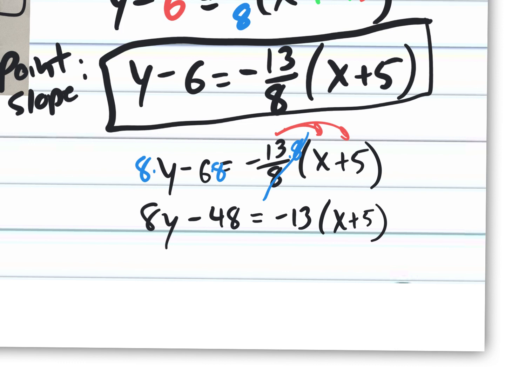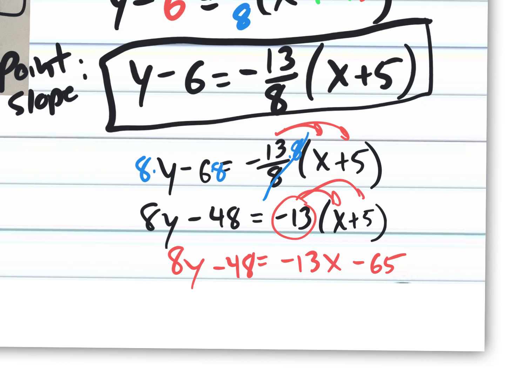And now you could distribute the negative 13 times x and get a negative 13x, distribute negative 13 times 5. On a calculator, that would be negative 65. Bring down the equal sign, bring down the 8y, bring down the minus 48. And now at this point, you have the option of getting the x over here to this side and the number over here to that side. That would make it standard form. Or you have the option of moving the 48 over here and then dividing by 8 to get in slope-intercept form, y equals mx plus b. So which one do you guys want to do? Y equals mx plus b, or moving the x's to one side and this number to the other side?